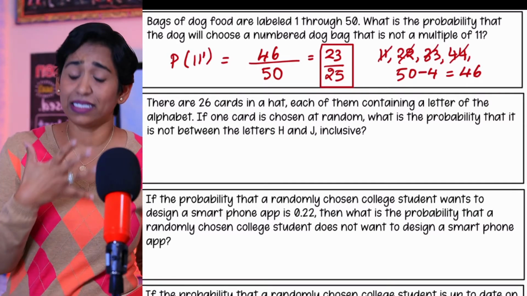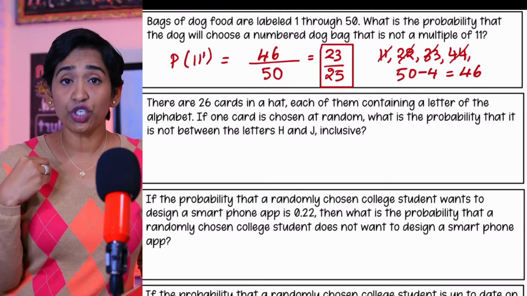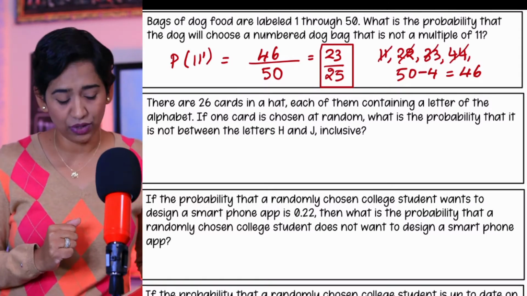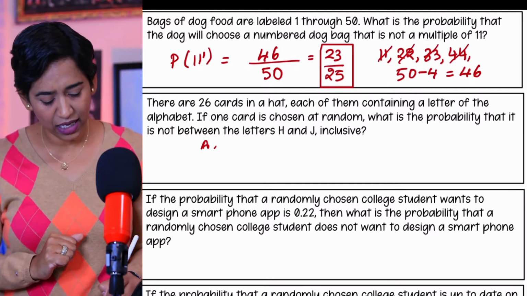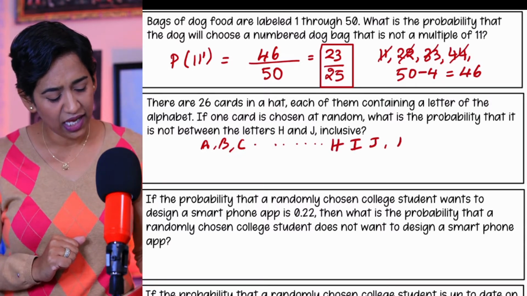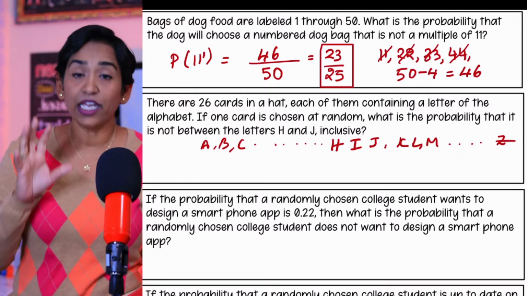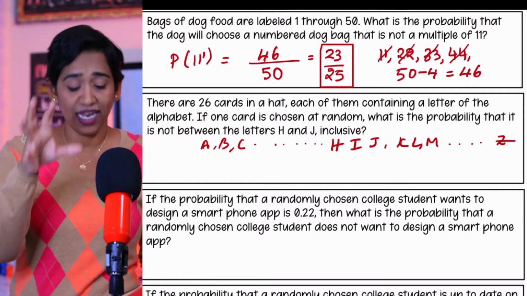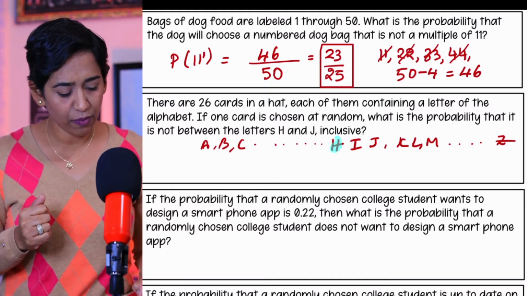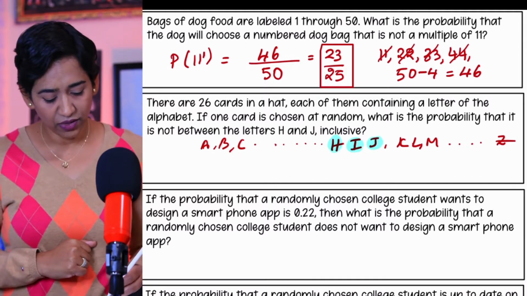There are 26 cards in a hat, and each of them contains a letter of the alphabet. If one card is chosen at random, what is the probability that it's not between H and J inclusive? So if I write my alphabet A, B, C, D, E, F, G, H, I, J, K, L, M, N, O, P, and all the way up to Z, right? They do not want H through J inclusive. That means I have to take off my H, my I, and my J. Fair enough?